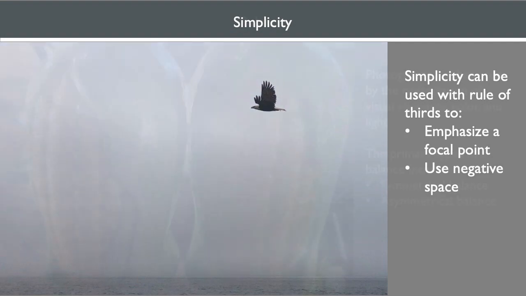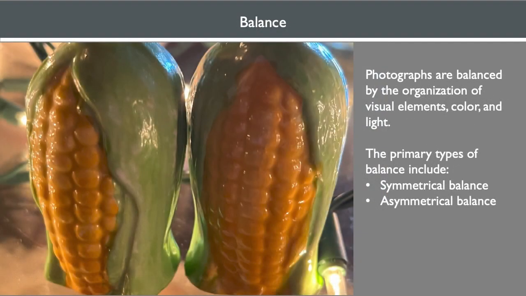To conclude this presentation, we're going to look at the importance of balance. Photographs are balanced by the organization of visual elements, color and light. The primary types of balance include symmetrical and asymmetrical.